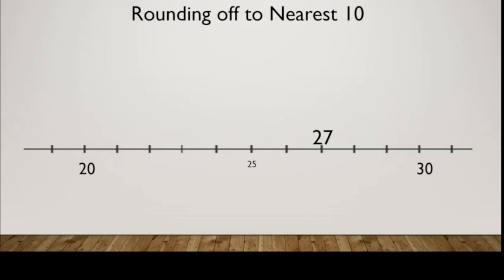Similarly, considering the number 27, again imagine the two magnets, and this time 27 is going to get attracted to the number 30. What about exactly the number 25? We always assume that it's going to get rounded up to 30. So when I round off the number 25 to the nearest tens, it's going to get rounded up to 30.